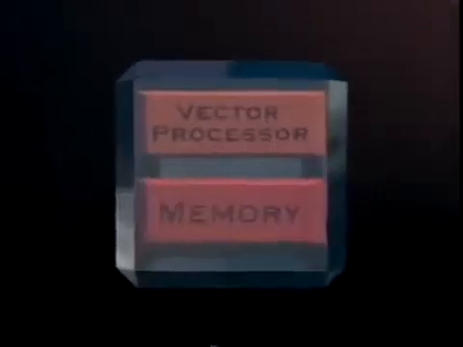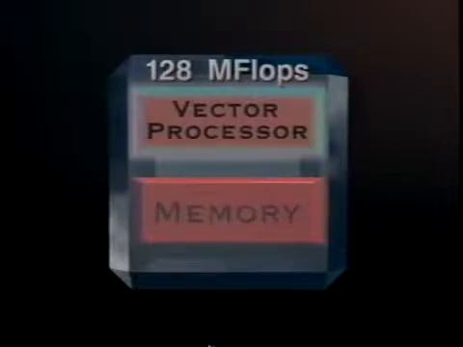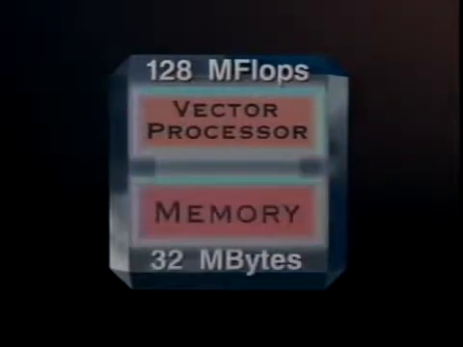The processors of the CM5 are vector processors. Each processing node has a peak speed of 128 megaflops. Each node has 32 megabytes of memory.